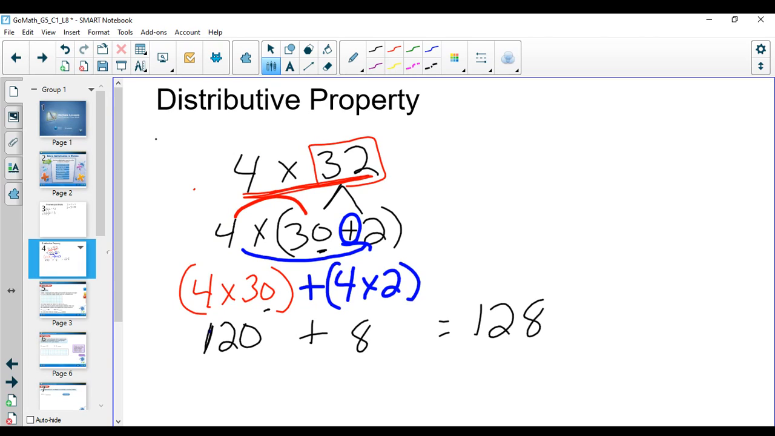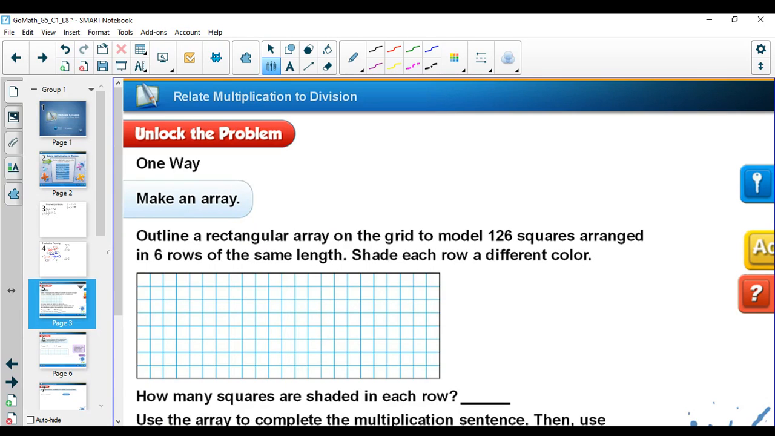128, right? So again, we took the number 32 and we broke it into two pieces that when added together equaled 32. Then we multiplied our 4 by each of those pieces. And once we got our products from those two multiplication problems, we added them together to get our final answer. So that's the distributive property. If you need to go back and review lesson 1.3 to understand a little bit better, then go ahead and do that. All right, let's move on to the rest of our lesson.